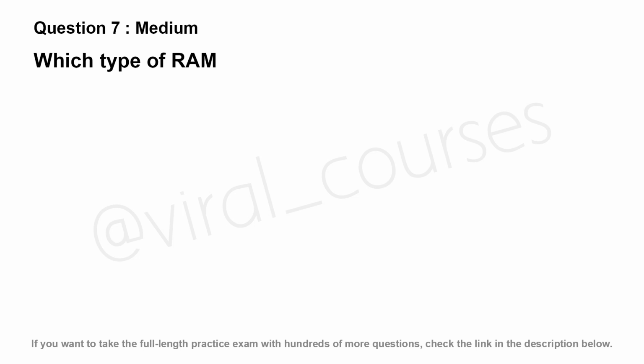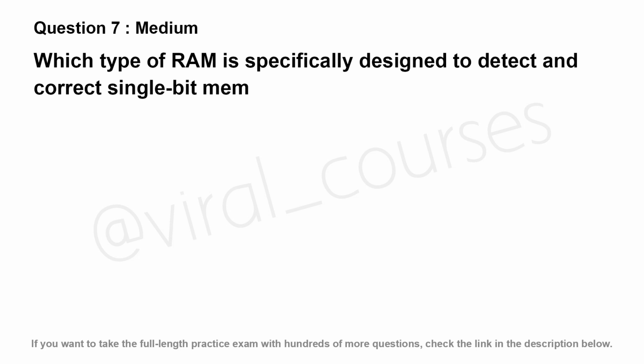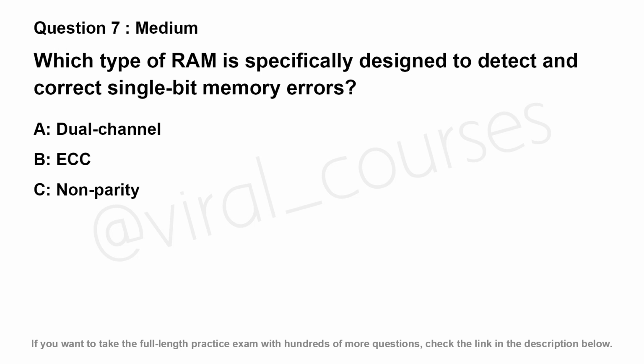Which type of RAM is specifically designed to detect and correct single-bit memory errors? Option A, dual channel. Option B, ECC. Option C, non-parity. Option D, buffered.